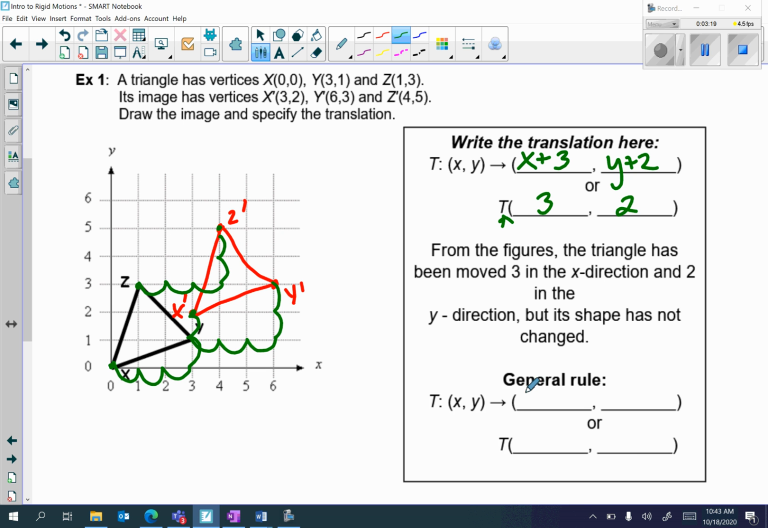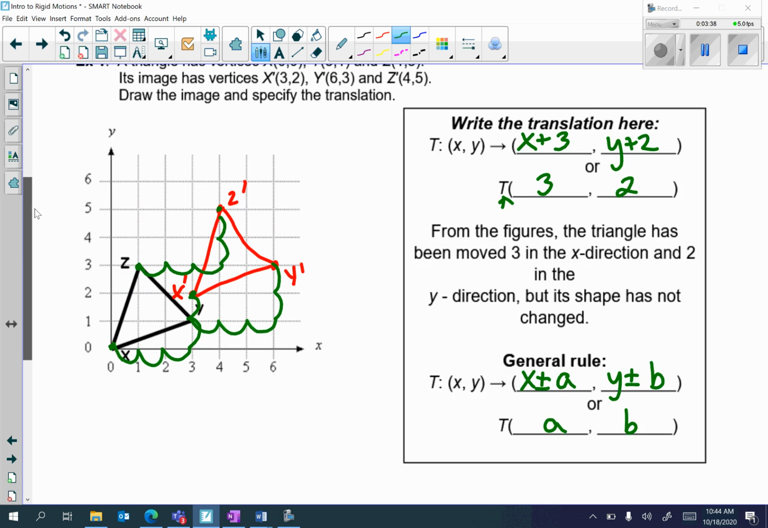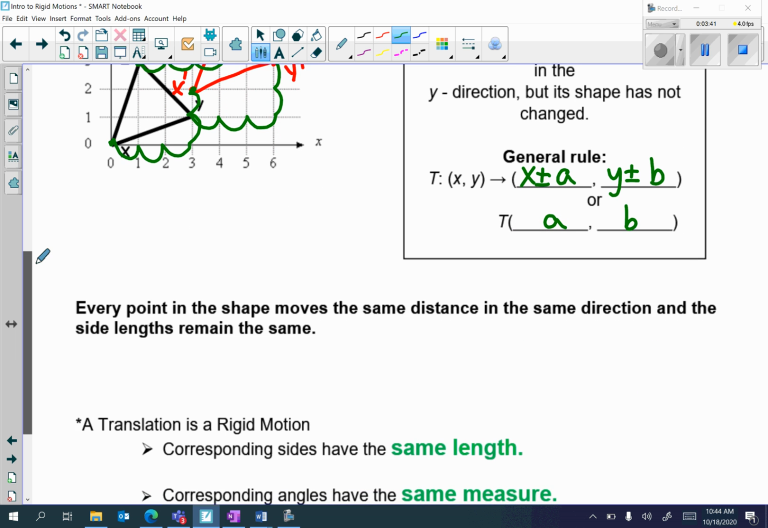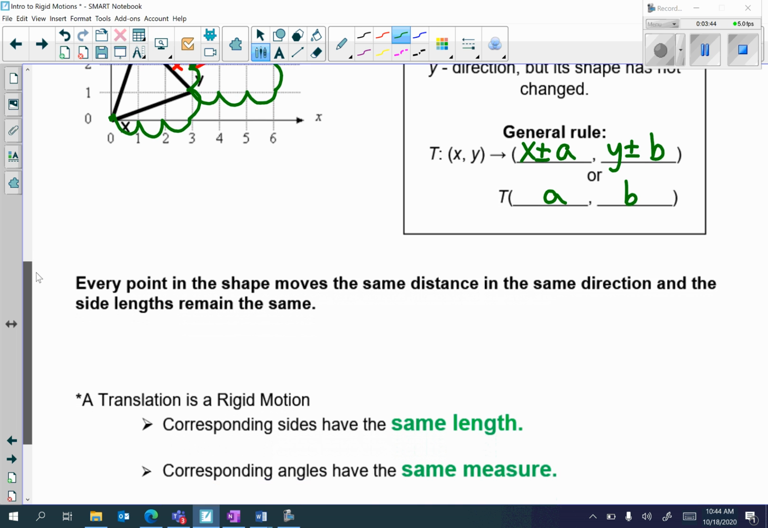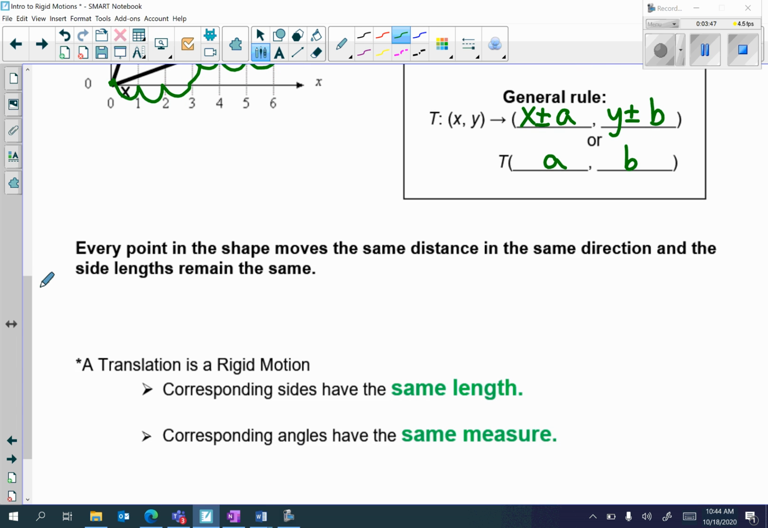So the general rule is I am taking my x value, and I'm either adding or subtracting some value, which we're going to call a, comma, y plus or minus some value called b. Or we could just do capital T for translation, (a, b). Every point in the shape moves the same distance in the same direction, and the side lengths remain the same. So therefore, a translation is a rigid motion. Corresponding sides have the same length, and corresponding angles have the same measure. The images are congruent.